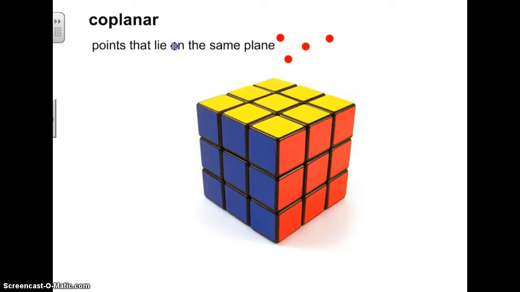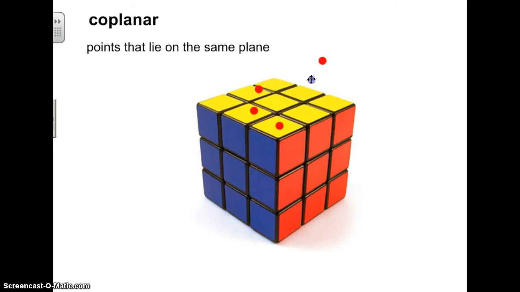Points that lie on the same plane are said to be coplanar. If we put these 4 red points on the top of this cube, we could say that they're coplanar because they all lie on the yellow plane. If we move one point onto the blue plane, we would then say that one point is not coplanar with the other 3 because there is no single plane that contains them all.